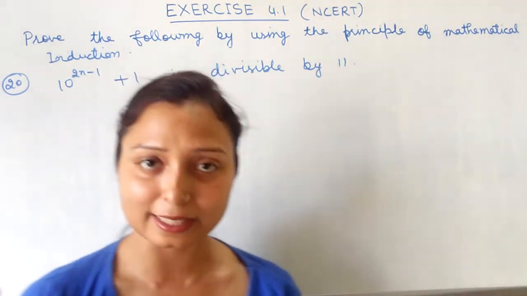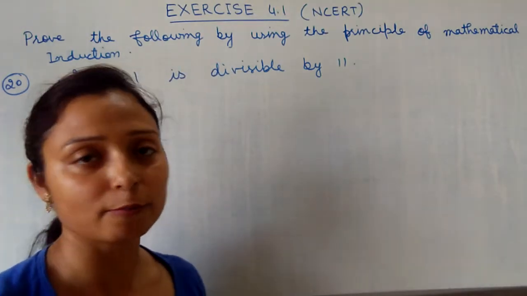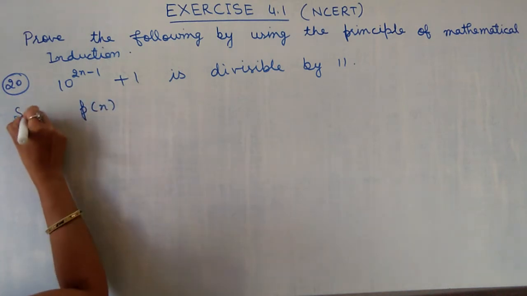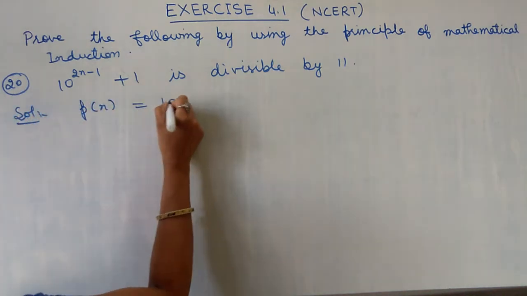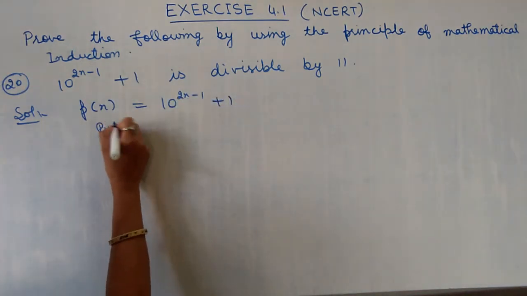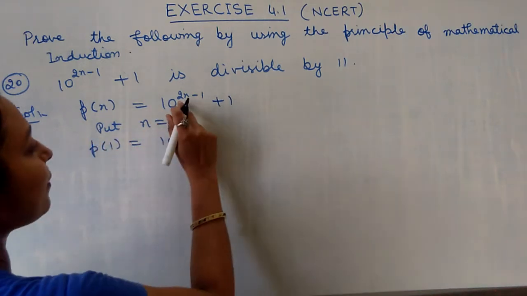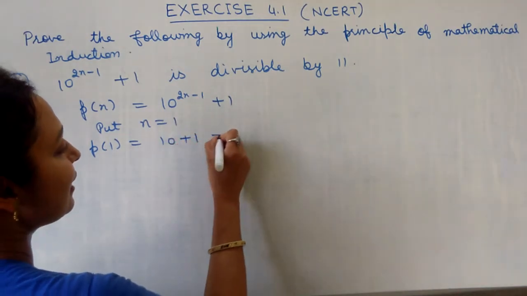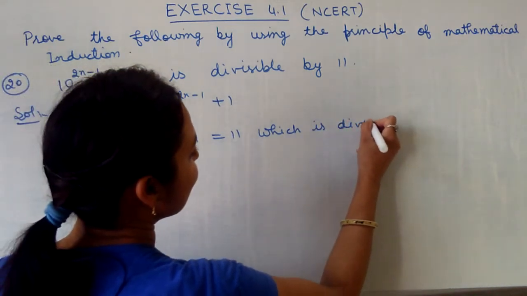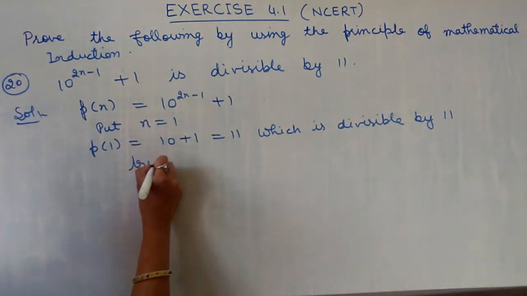There is no equality sign, so you have to take it as Pn, that means polynomial in the form of n. So I will take Pn. Pn is equal to 10 raised to power 2n minus 1 plus 1. Okay, put n equals 1. This is your first step. P1 is equal to 10 raised to power 2 minus 1, that is 10 plus 1, that is 11, which is divisible by 11. That means the first step is true.